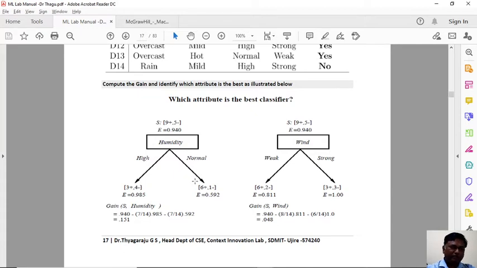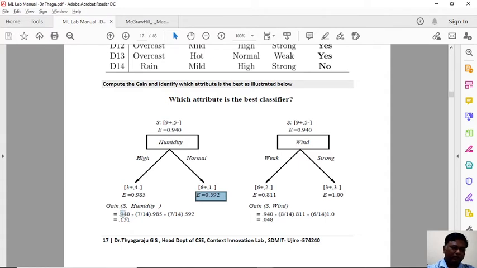Under normal we have six positive values and one negative value. So what is the entropy of this value only for high? Entropy of high is 0.985 and entropy of normal is 0.592. So now you can apply this entropy in the gain formula.